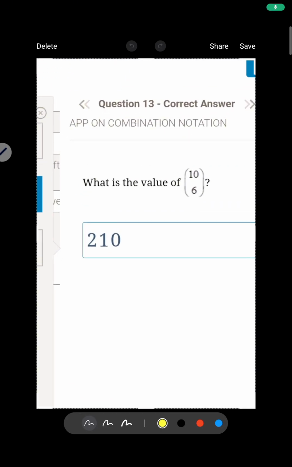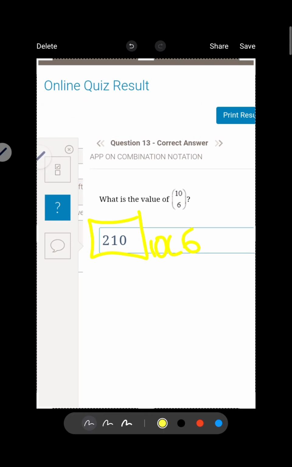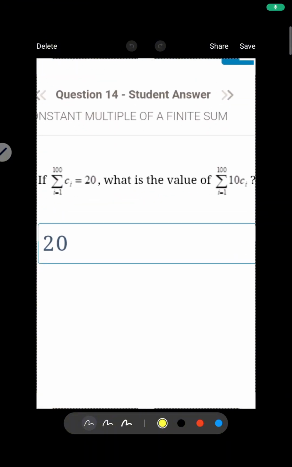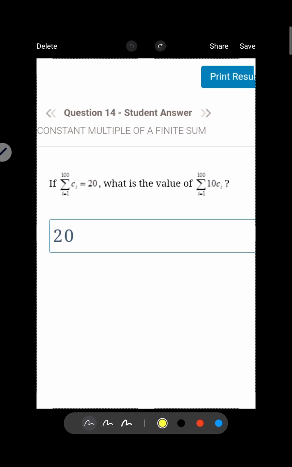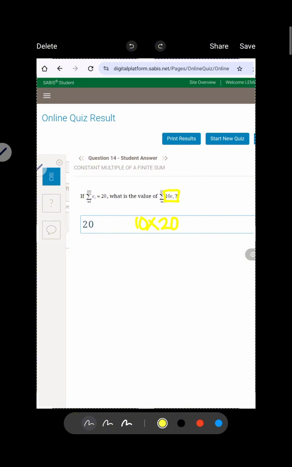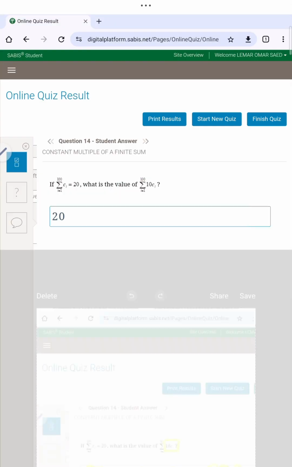Okay, for this question, just put it on the calculator. 10C6. That's it. You get 210. For this question, they said CI is equal to 20. So here they said 10 times CI. What is CI? 20. You will get 200. Ignore this. I just put it because I was guessing the quiz.